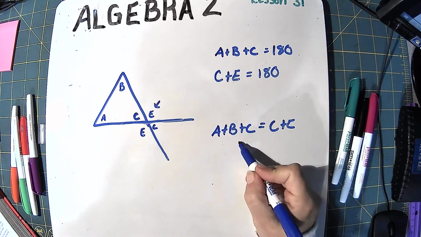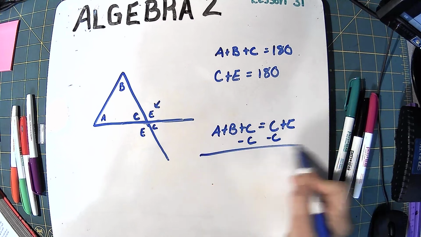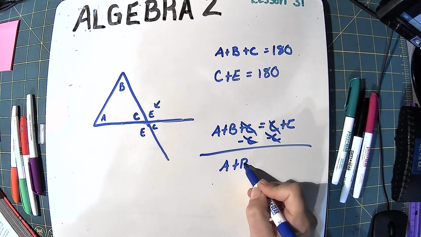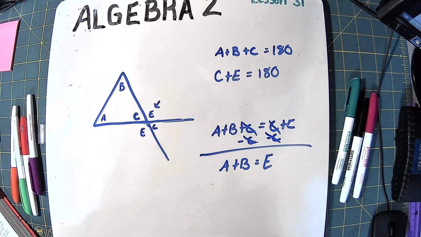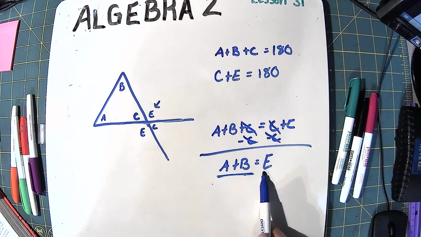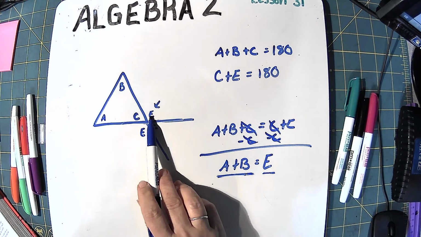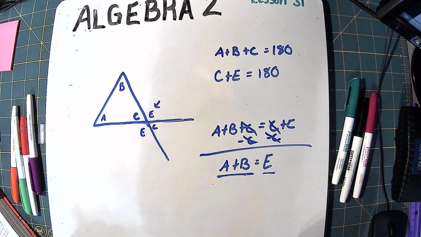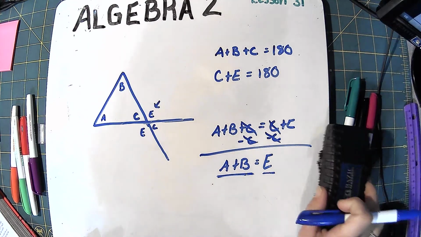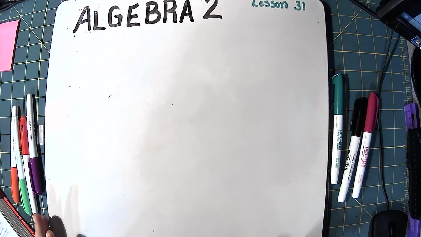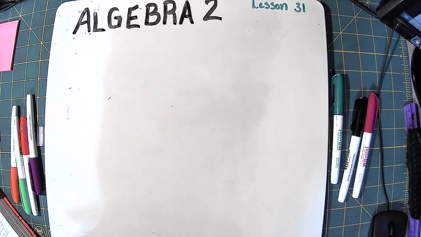Now we can just subtract this C off of both sides, and we get A plus B equals E. And that shows us that these two remote angles are going to be equal to whatever the measure of E is. Okay, so this one is going to equal those two, and there's the proof for it. All right, so pause the video and do the practice problem, and then I will come back and work it for you.